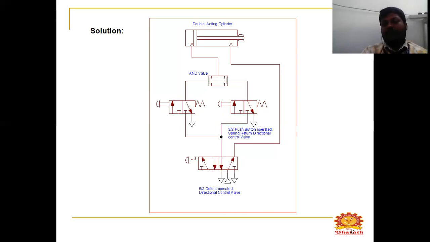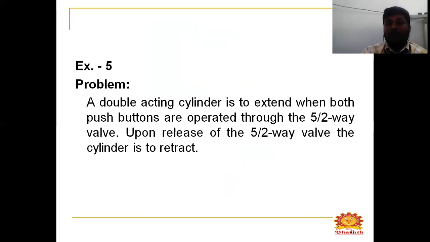If you operate the push button, see, once again just go through this problem. A double acting cylinder is extended with both push buttons. So we should have two push buttons, and the push buttons are operated through the 5x2 valve. Upon releasing the 5x2, it should be retracted.